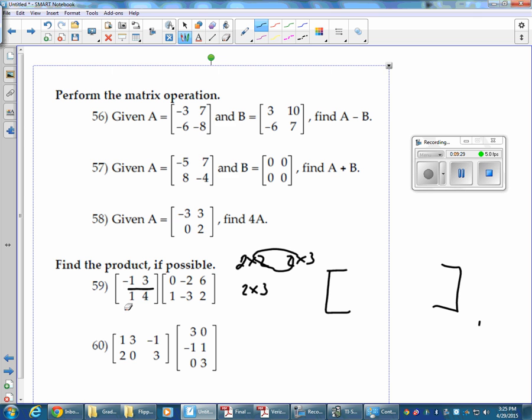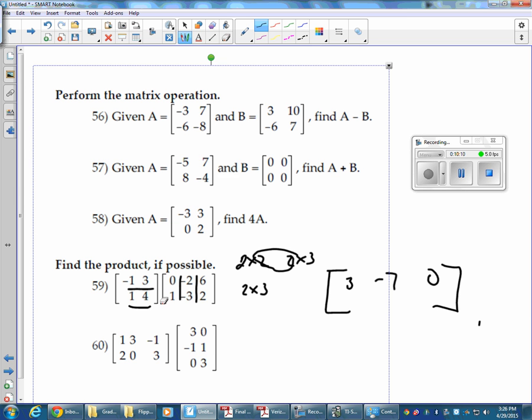I'm going to use the rows of my first matrix and the columns of my second matrix. So to get the very first number, I do the first row times the first column, and I add that up. So it's negative 1 times 0 and 3 times 1. Negative 1 times 0 is 0. 3 times 1 is 3. 0 plus 3 is 3. Then I'm going to do the first row times the second column. Negative 1 times negative 2 is 2. 3 times negative 3 is negative 9. 2 plus negative 9 is negative 7. First row, third column. Negative 1 times 6 is negative 6. 3 times 2 is positive 6. Negative 6 and positive 6 makes 0.